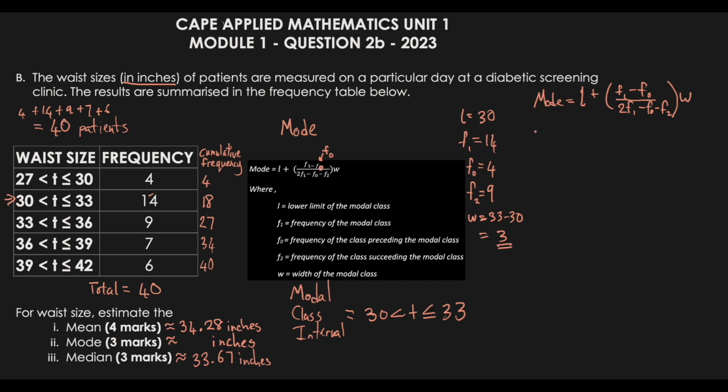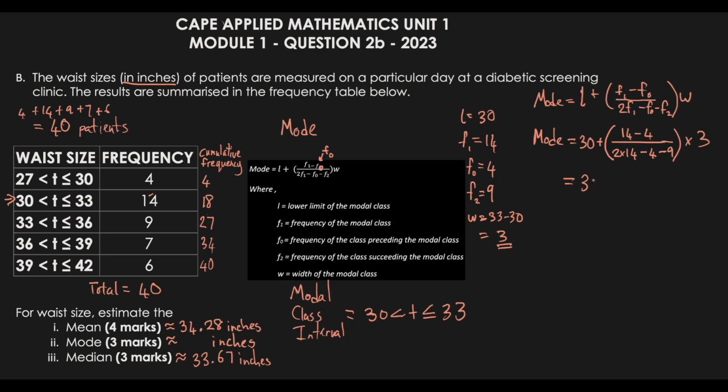So we have the mode is equal to 30 plus, this formula looks a bit intimidating, but as you can see, once we have the values, it's not so bad. So then now we'll have 14, which is F1, take away F0, which is 4, over 2 times 14 minus F0, which is 4, minus 9. And all of this would be multiplied by the width, which is 3.